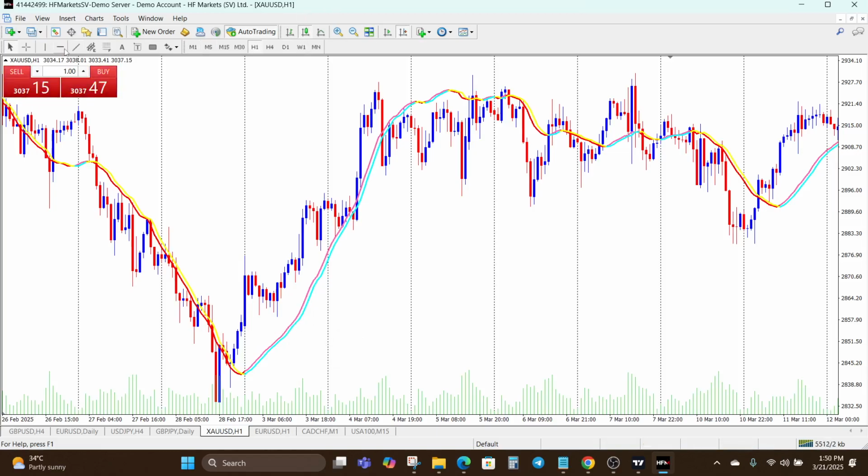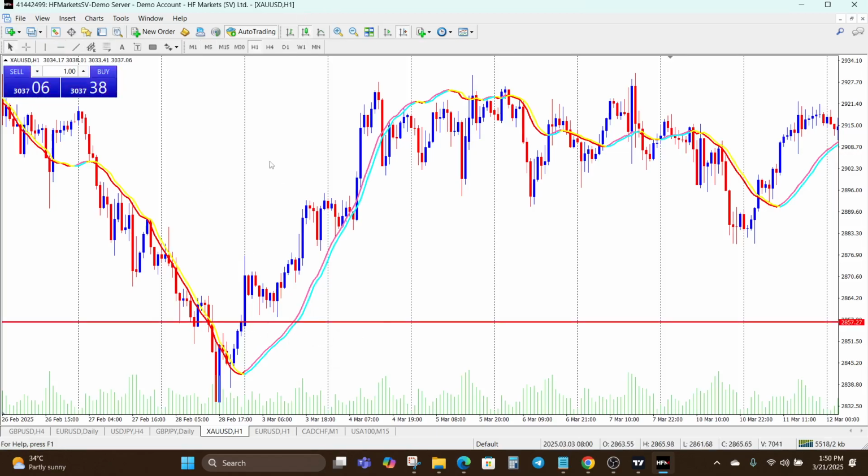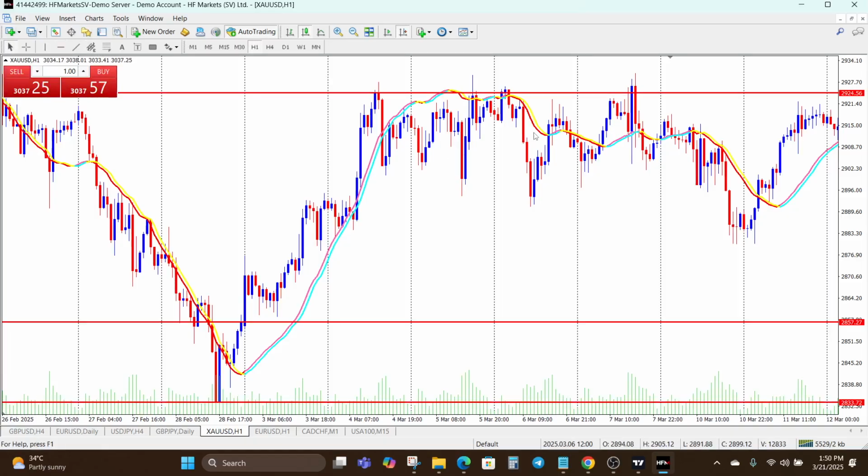You could have considered entering a buy trade maybe around here, and then your stop loss can be below the previous swing low. Your take profit can just be at resistance zones, or when the color of the indicator changes back to a sell mode. Now let's go to the sell mode.